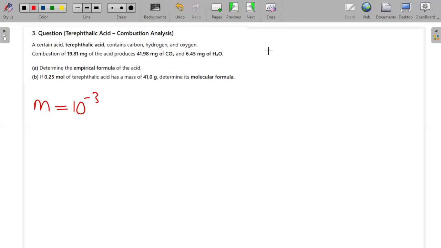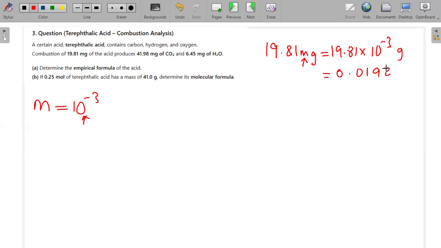So this one here is 19.81 milligrams. I'm just going to say this is the same as 19.81 multiplied by, I replace this milli with its value, which is 10 to the power minus 3 grams. Then I can punch this on my calculator so that I just get a decimal number. I am going to get 0.01981 grams.